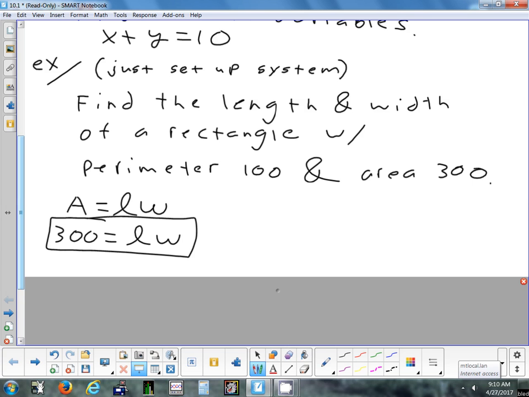Okay? But they give us another fact, and that's what's going to narrow it down. The perimeter is 100. What's the formula for the perimeter of a rectangle? 2L plus 2W. Yep. And they tell us the perimeter is 100.